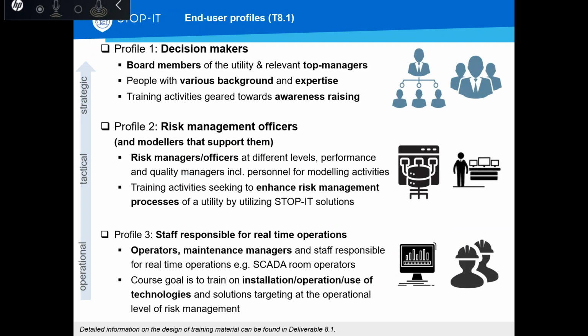And as Mehdi has explained, in Work Package 8, task 8.1 has identified three profiles. The first one is the high-level decision-maker profile that deals mostly with awareness raising. We have the second profile of the risk management officers. This is both on the strategic and the tactical level, as well as the risk modelers that support them in the water utilities. This is a user profile that deals with Work Package 4 tools and uses them to identify risk, to calculate and to mitigate it. And the third profile is the staff responsible for real-time operations. These people are mostly interested in the operational tools of Work Package 5.